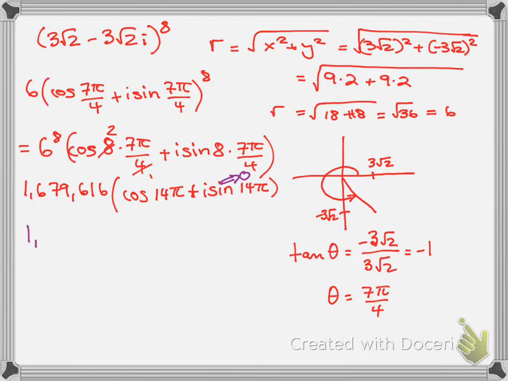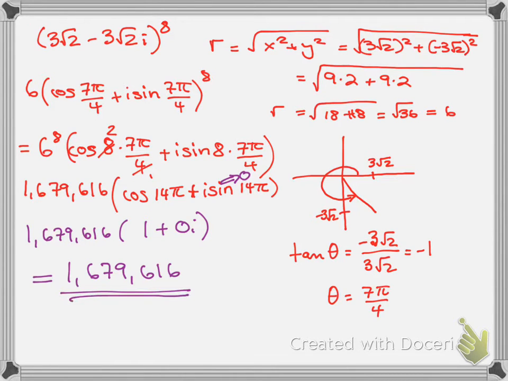So we get 1,679,616 times 1 plus 0i, which is equal, now in rectangular form, to 1,679,616 times 1 distributed, and of course times 0 is 0. So this would be your answer in rectangular form.